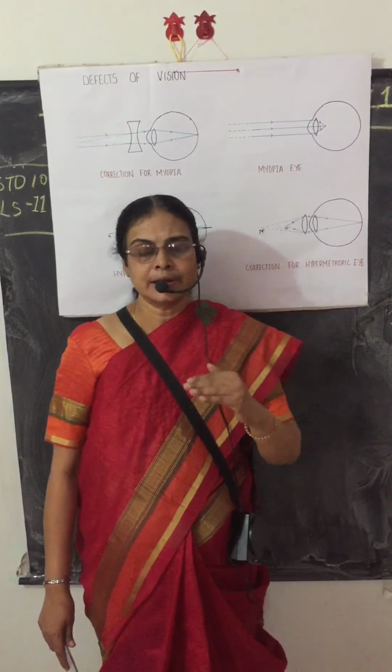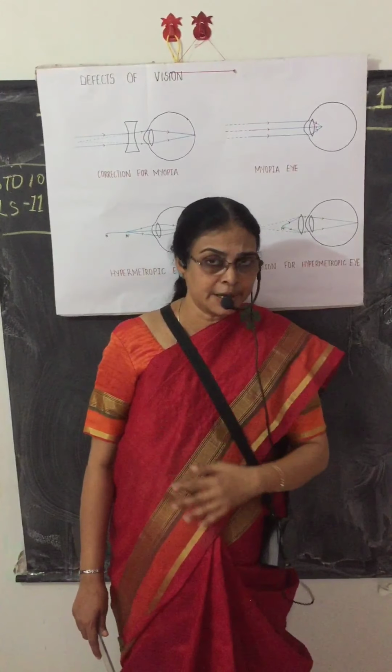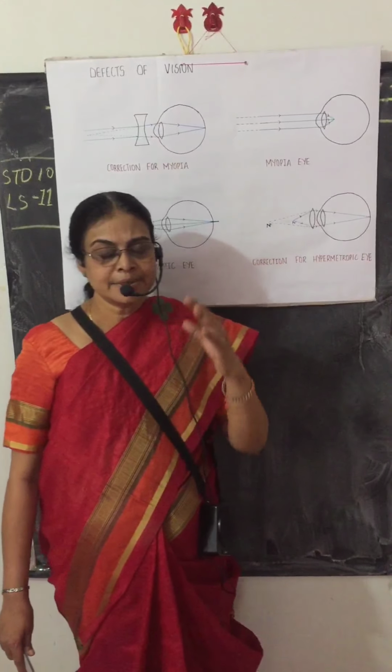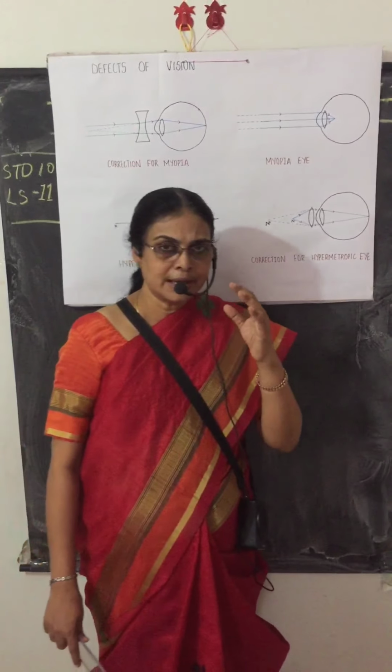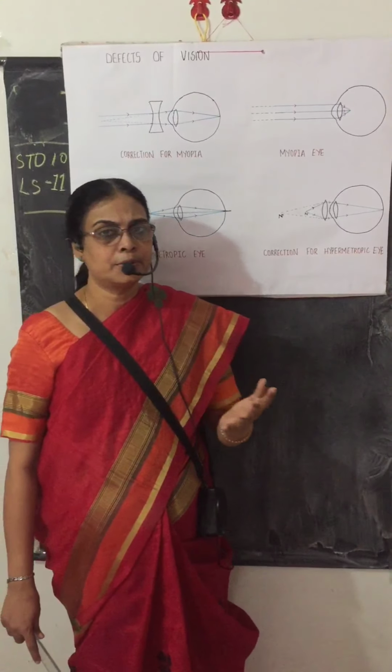In order to remedy that, bifocal lens is used, and that defect of eye is called presbyopia. Another defect is things that form on the eye, and this is called cataract. Cataract can be remedied only through surgery.